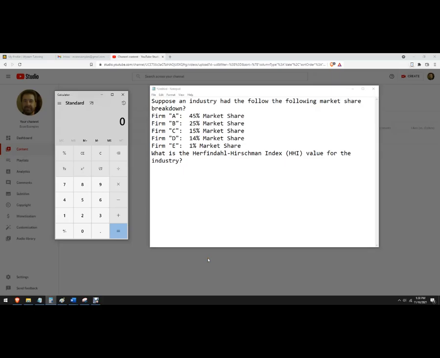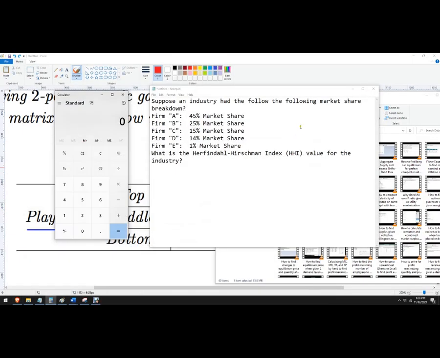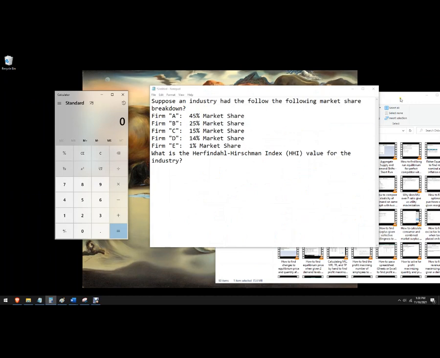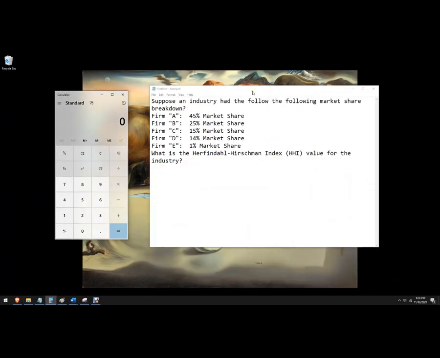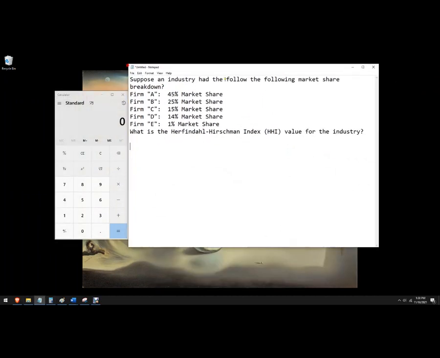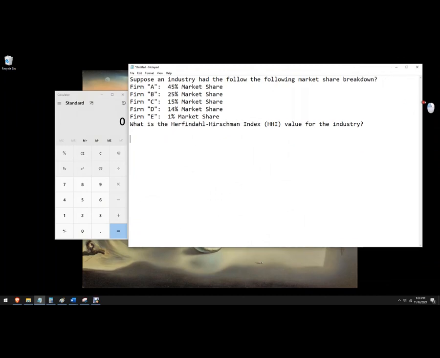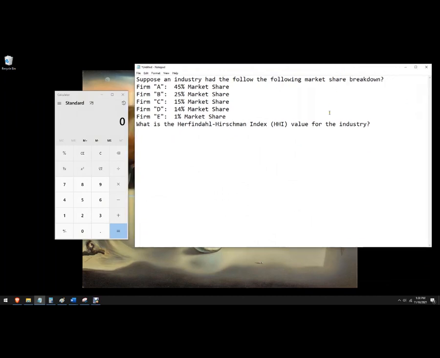Let's do a quick example of how to find the Herfindahl-Hirschman Index, sometimes called the HHI. It is a value that I want so that I can see how concentrated an industry is. Industry concentration is something important to policymakers because they want to allow mergers or not allow mergers.